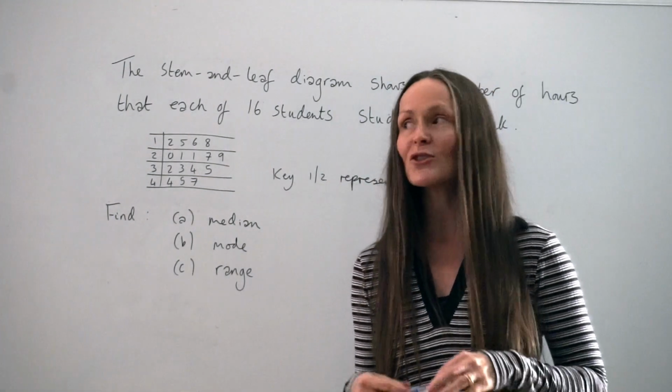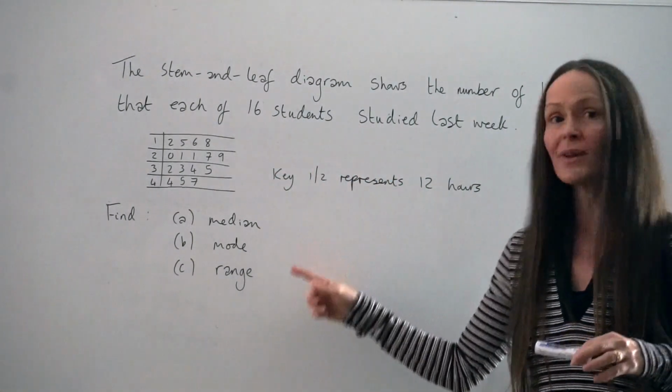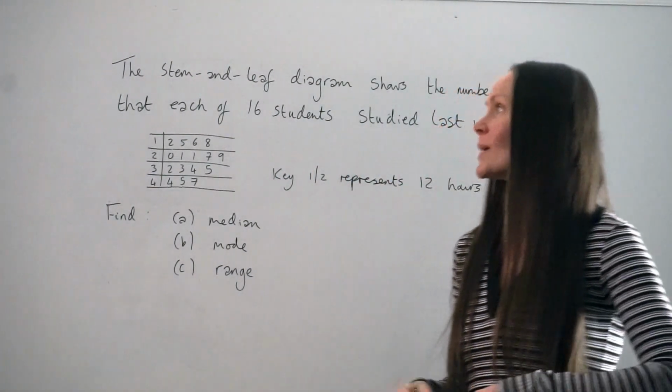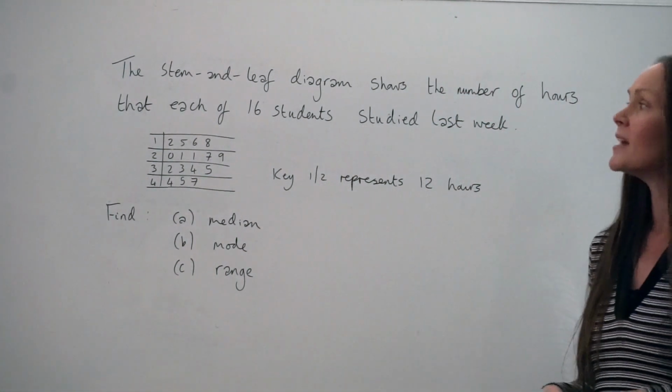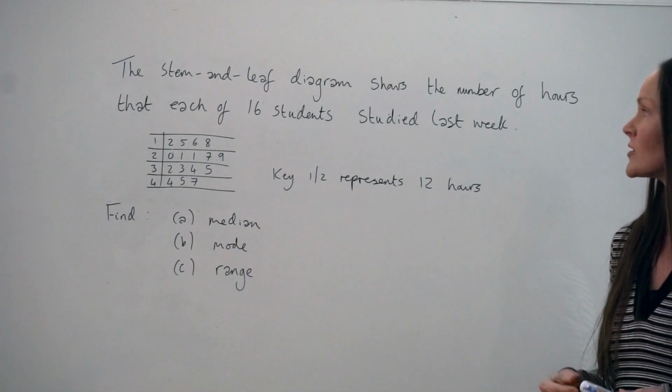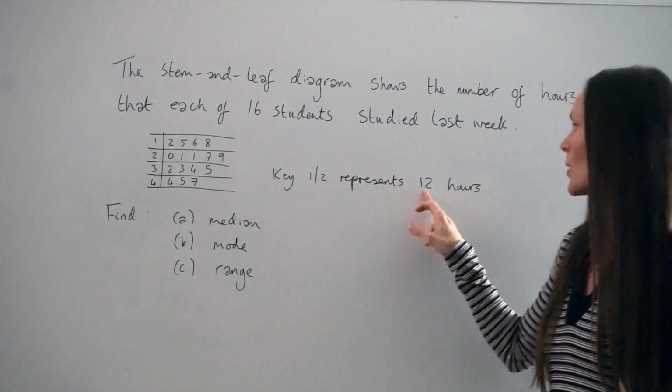In this exam question, I'm going to show you how to use a stem and leaf diagram to work out the median, mode, and then the range. So in this question, it says that the stem and leaf diagram shows the number of hours that each of 16 students studied last week. Here's the key, 1-2 represents 12 hours.